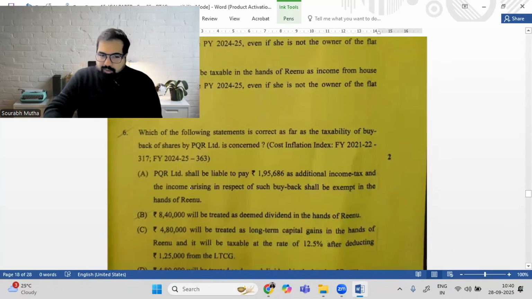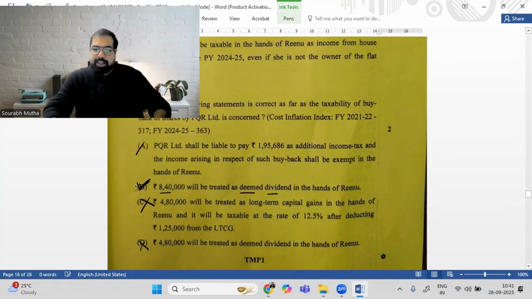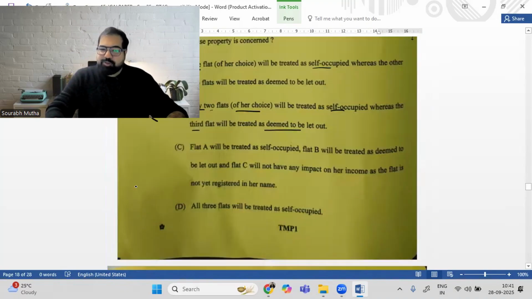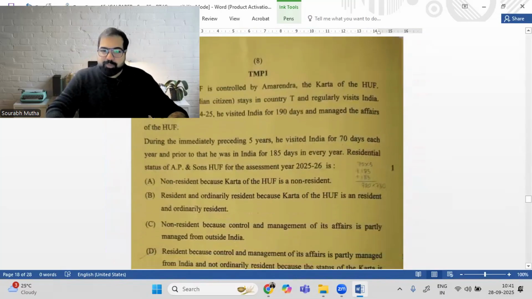Let's see what they've asked of a buyback. PQR shall be liable to pay tax as additional income tax on the income arising in respect of such buyback, shall be exempt. No, no. That is before 2024, 1st October or 31st October. 8 lakh 40 will be treated as deemed dividend in the hands of Renu. Absolutely right. 4 lakh 80 will be long-term capital gain. No. 4 lakh 80. So the answer is B. That is 8 lakh 40. Guys, again, 2 marks, 2 marks, 2 marks. Sweet, 6 marks. Guys, DT will help you clear this exam very, very easily.